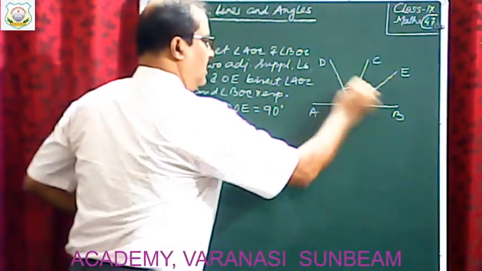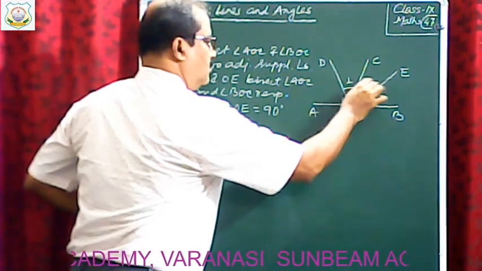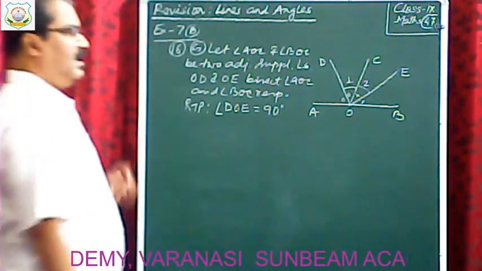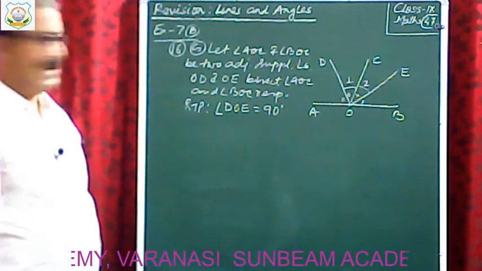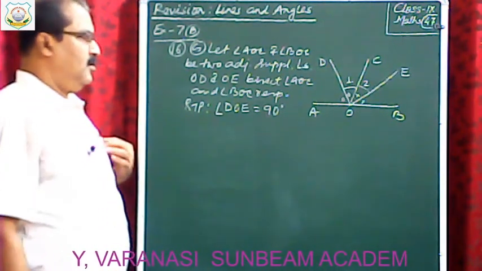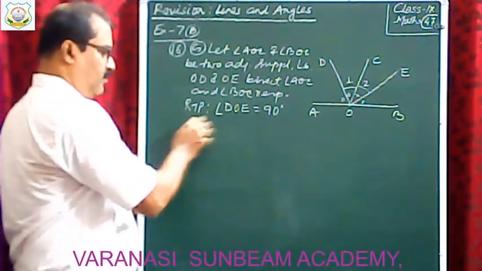Angle 1, angle 2. The sum of angle 1 and angle 2 is 90 degrees, we have to prove. So very simple. Let's see the proof.